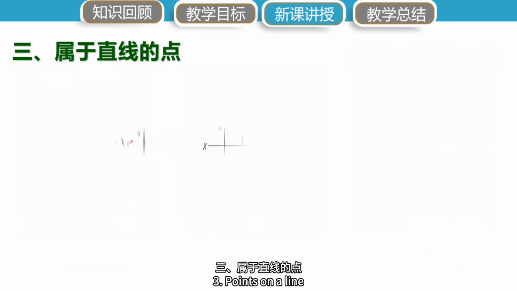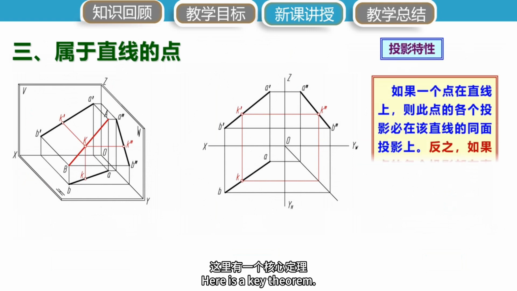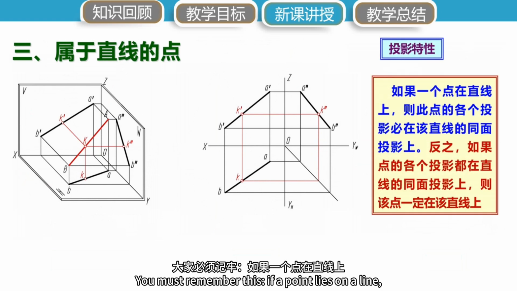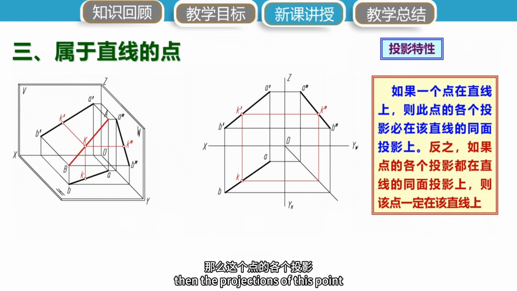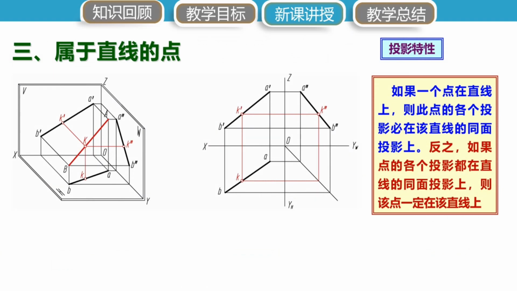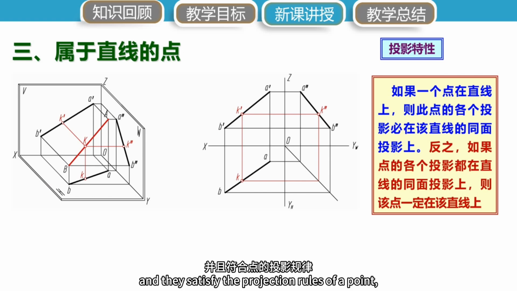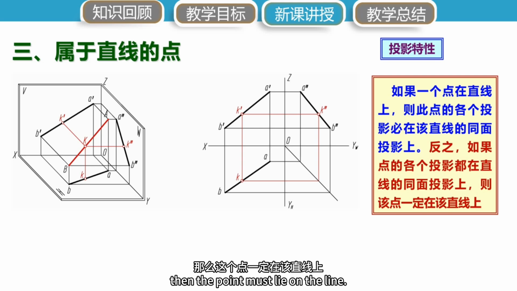Third, points on a line. Next, we study an important incidence relation, a point lying on a line. Here is a key theorem. You must remember this: if a point lies on a line, then the projections of this point must lie on the corresponding projections of the line. Conversely, if the point's projections lie on the corresponding projections of the line, and they satisfy the projection rules of a point, then the point must lie on the line.